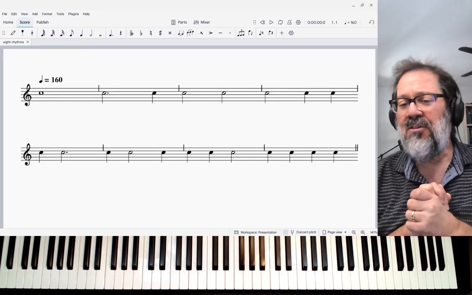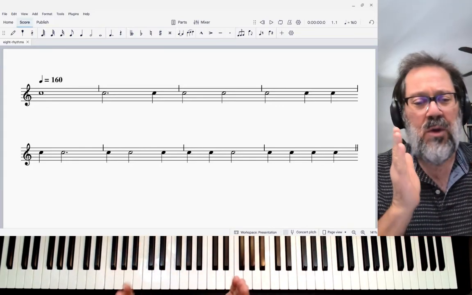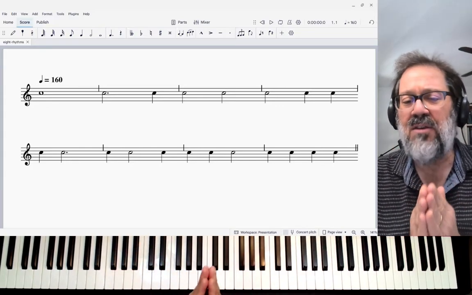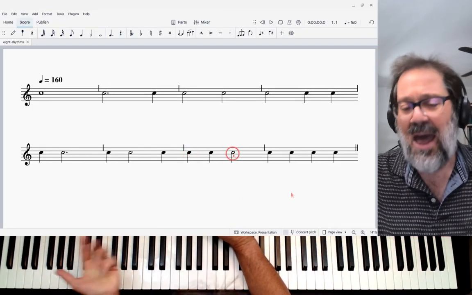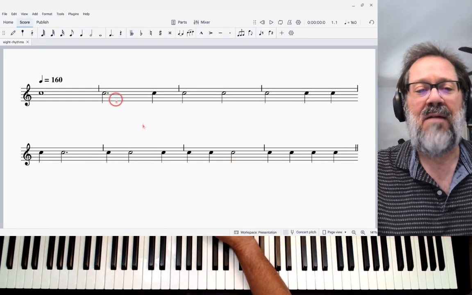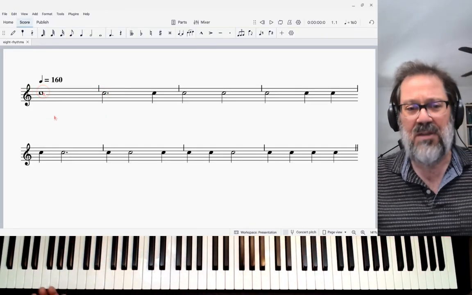Well, first, let's look at the problem by saying, what if we don't have subdivisions of the beat? We only have note values representing whole numbers of beats. So we'll have quarter notes for one beat, half notes representing 2 beats, dotted half notes representing 3 beats, and whole notes representing 4 beats.